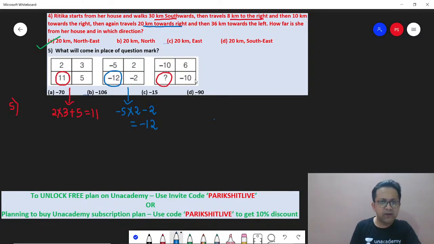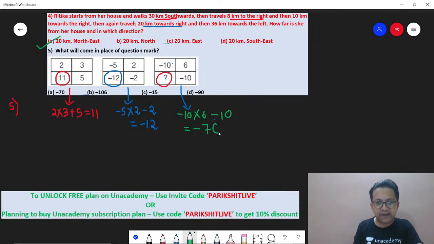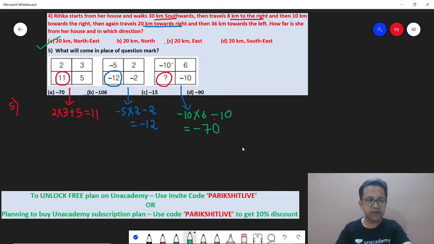Look at the question one now. So, minus 10, 6 and minus 10. How will you get the same logic? The top two cells, you're going to multiply: minus 10 into 6, and then minus 10. Remember the BODMAS rule: multiplication has to be completed first. So minus 10 into 6 is minus 60, minus 60 minus 10 is minus 70, and that's your answer.